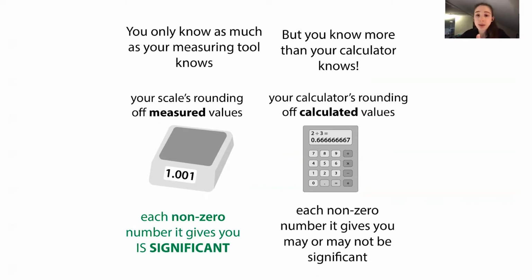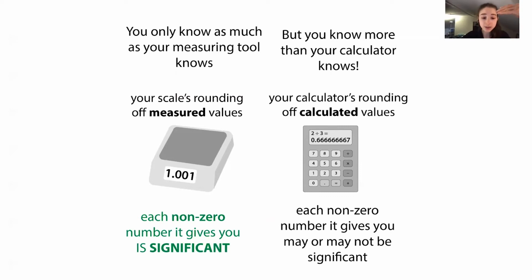The number of significant figures is going to depend on whether it was a measured value or a calculated value. So was it something that you actually went out and measured with a ruler or with some sort of scale? So these are measured values, and each non-zero number that you measure is going to be significant. But I'll talk to you more about how we make sure that when we're doing a manual measurement, as opposed to just looking at a scale, we measure with the right number of significant figures. But your calculator is rounding off calculated values.